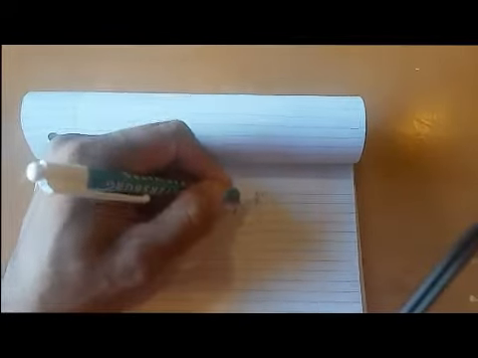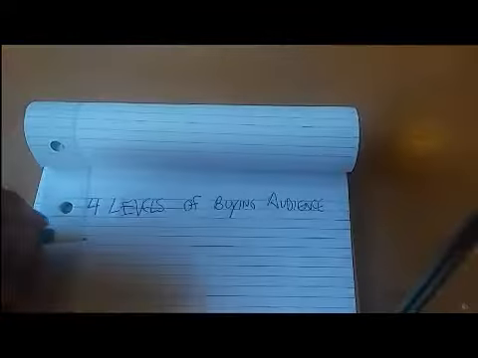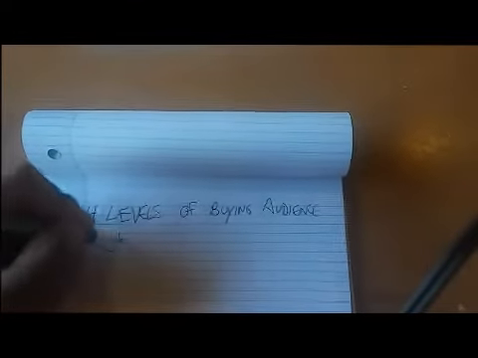So I just want to kind of dig into the 4 levels of buying audience mastery. So take notes on this. I'll do my best to try to make this quick and easy for you and simple to understand. So 4 levels of buying audience mastery.